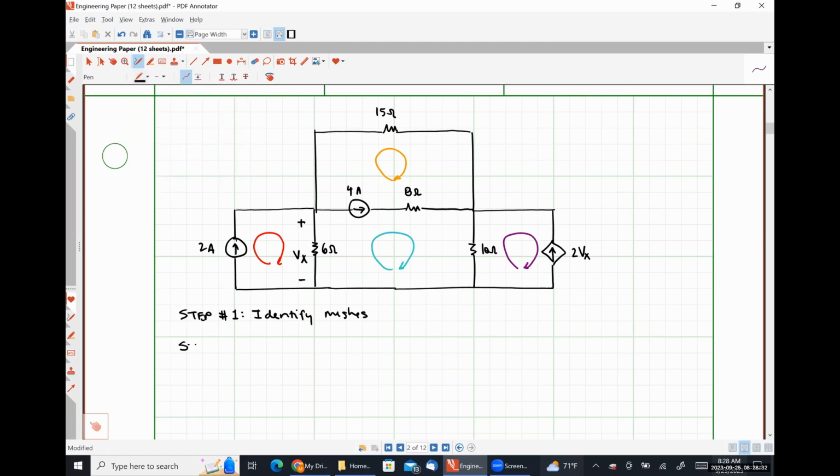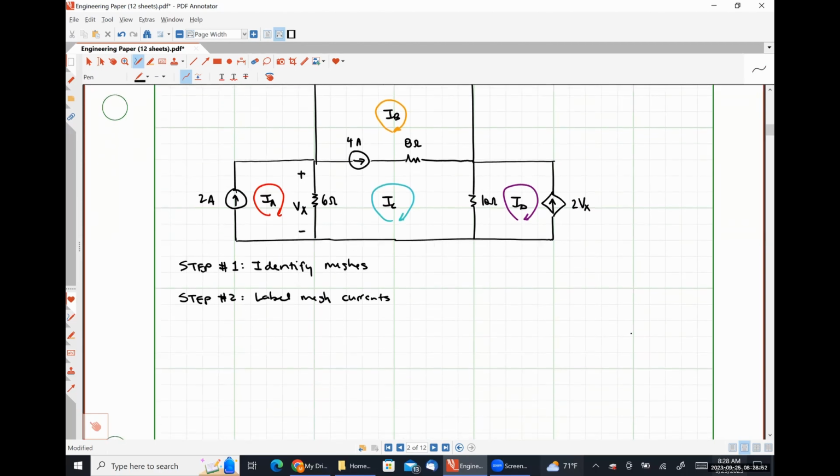Now I'm going to label my mesh currents. So IA, IB, IC, and ID. I'm going to express my controlling variables in terms of my mesh currents.